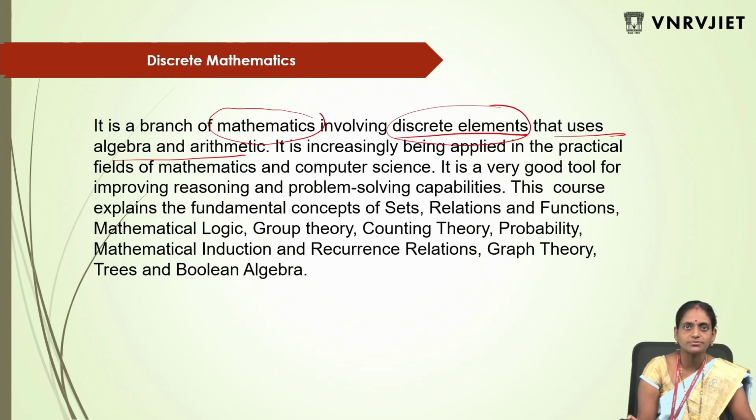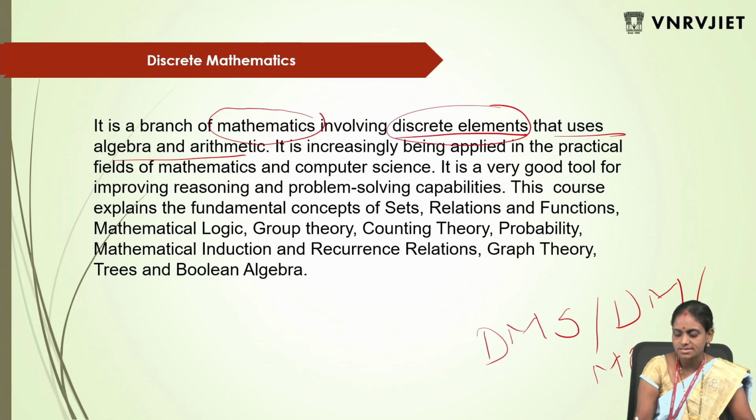The term itself, discrete mathematics, indicates mathematical foundations for computer science, and one more name for mathematical foundations for computer science is discrete mathematical structures, or we call it discrete mathematics or MFCS. In different universities we call it by different terminologies. In our curriculum we prefer mathematical foundations and computer science.